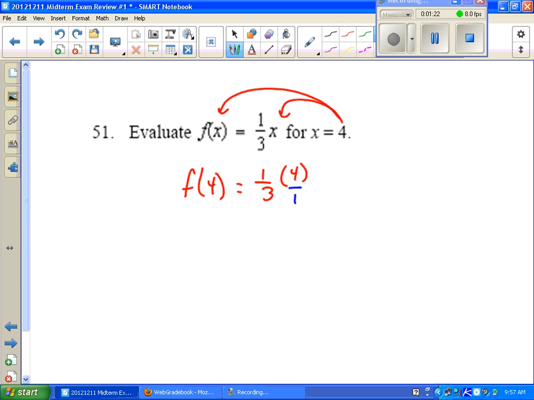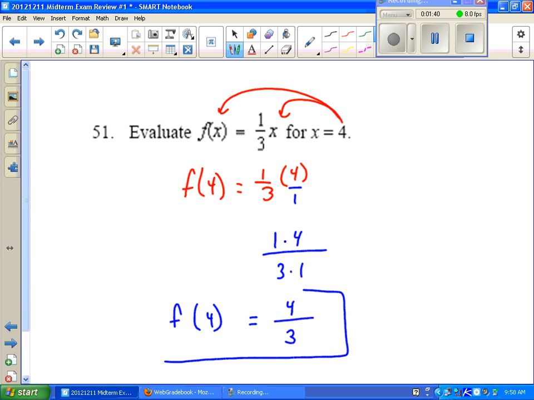So 4 over 1. Anytime you're dealing with fractions and multiplying, since it's right next to it, you multiply straight across. That means 1 times 4 over 3 times 1. 1 times 4 is 4, and 3 times 1 is 3. And that's simplified. For f of 4, there's no number that goes into both 4 and 3. So f of 4 equals 4 over 3.